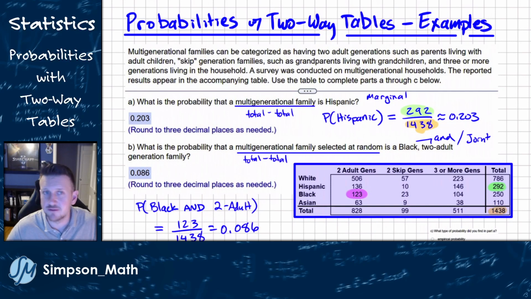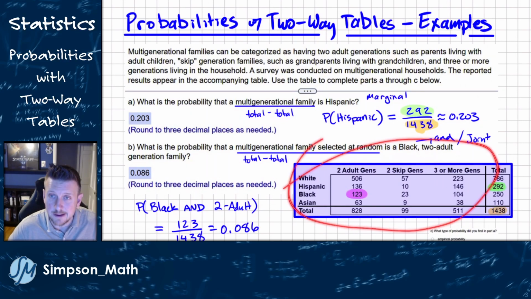This says multi-generational families can be categorized as having two adult generations, such as parents living with adult children, skip generation families, such as grandparents living with grandchildren, and three or more generations living in a household. So that would be like the grandkids, the parents, and then those parents' parents. You get the idea. A survey was conducted on multi-generational households, so everyone in this study is a multi-generational household. The reported results appear in the accompanying table. We're going to use the table to complete parts A through C.